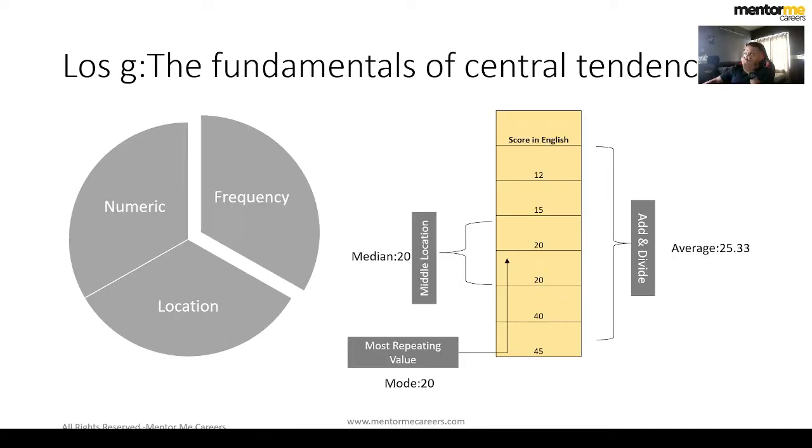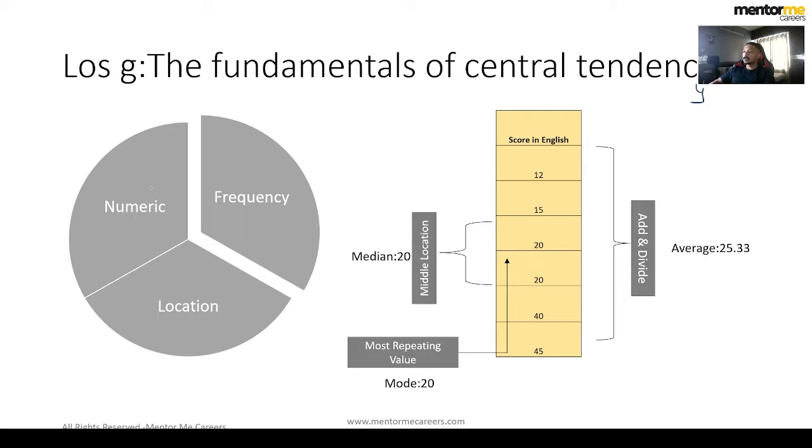So let's look at the fundamentals of central tendency. If your mind image is blocking the topic out here, all that is written here is a y, so don't worry. There are three ways in which you could find what usually happens. It's not always a mean.